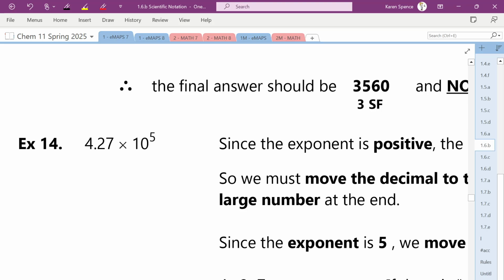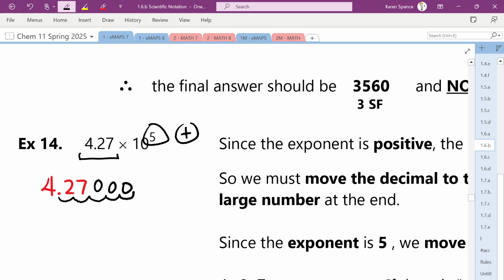4.27 times 10 to the 5. It's a positive number, therefore I need to make this bigger so the decimal moves to the right. 1, 2, and then 3, 4, 5. So I'm going to have a 0, 0, 0. We only have 3 sig figs, so we do not want to have a decimal there, so it will just be 427,000.